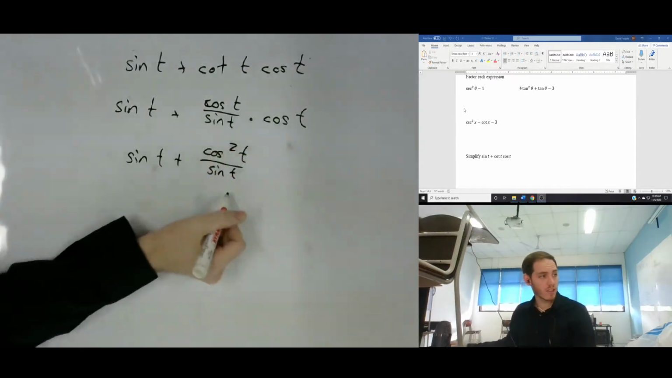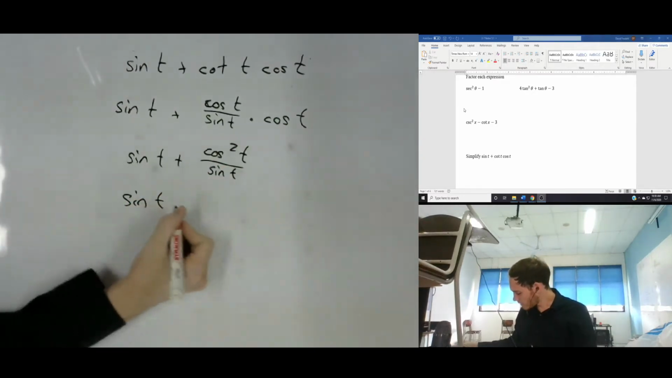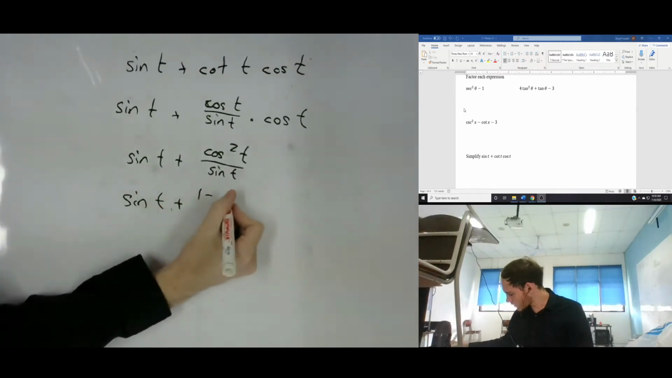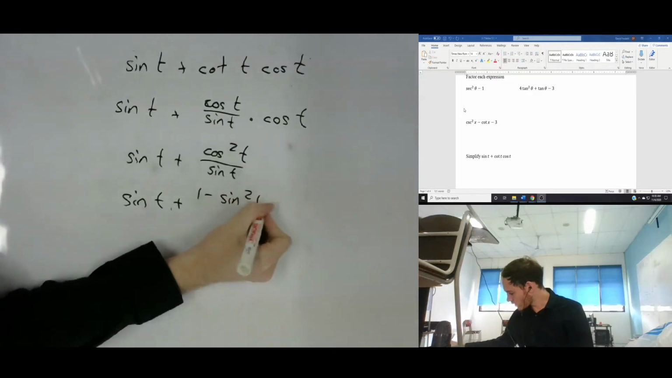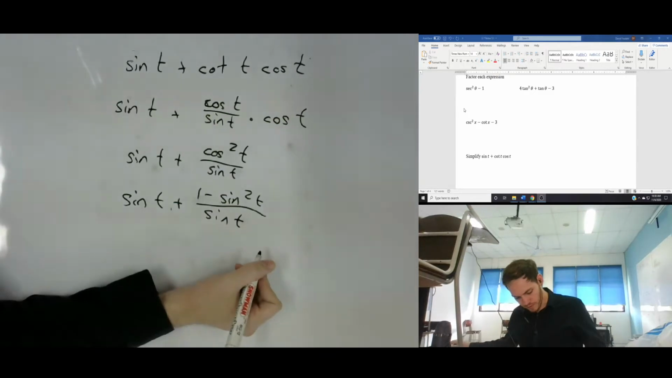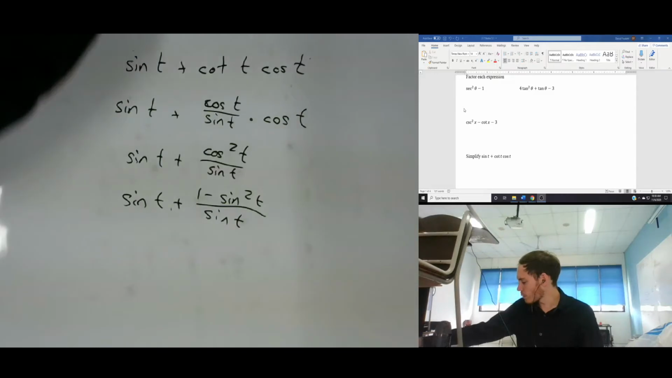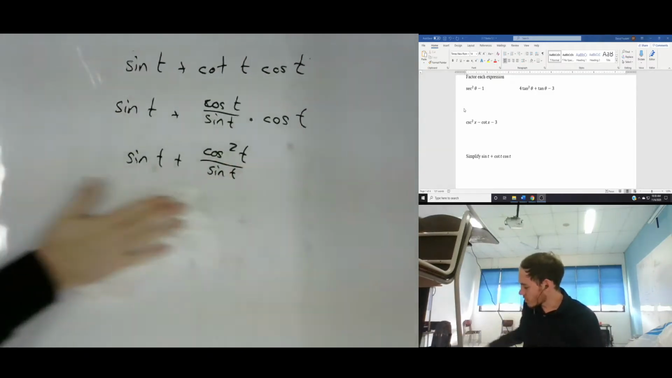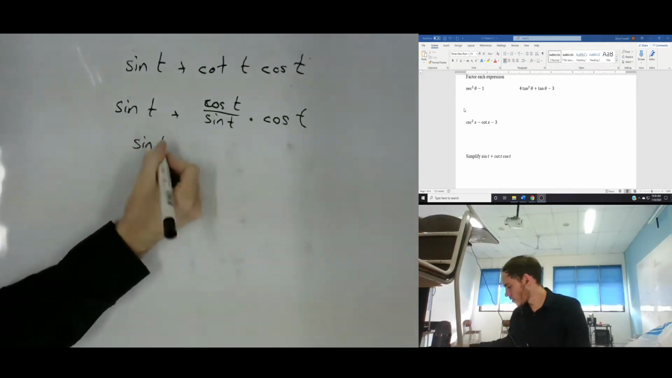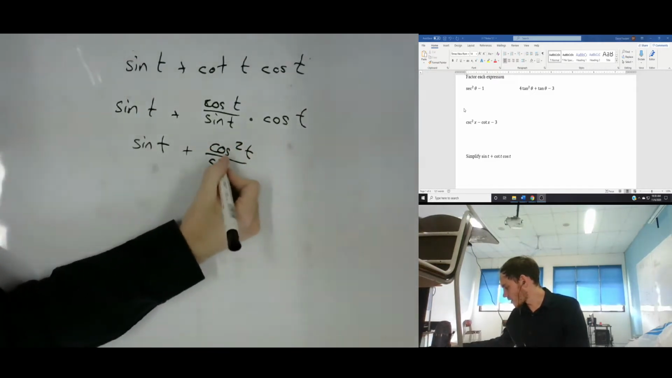Now, this is a different function than these two, so let's make this the same. So we get sine t plus, in this case it's going to be 1 minus sine squared of t over sine t. Oh, never mind. My apologies. That's not going to work out well. I mean, eventually you can solve it. Okay, let's correct this point. So cosine squared t over sine t.